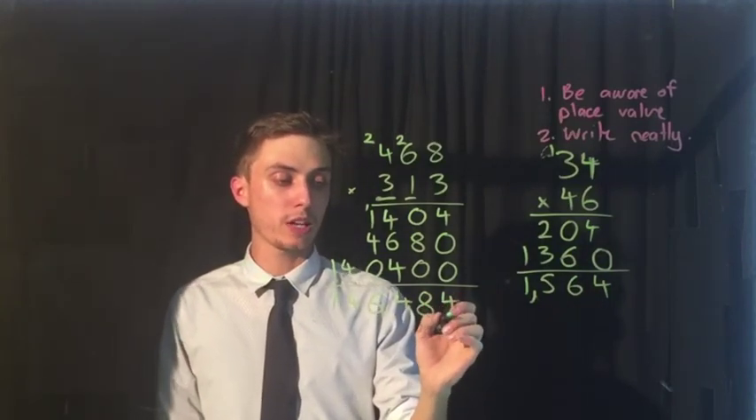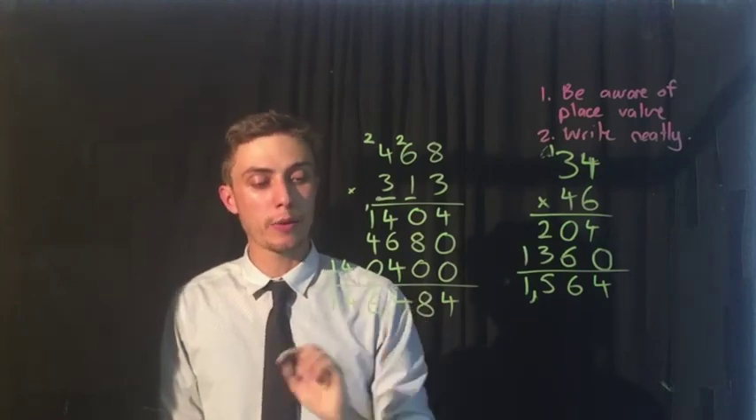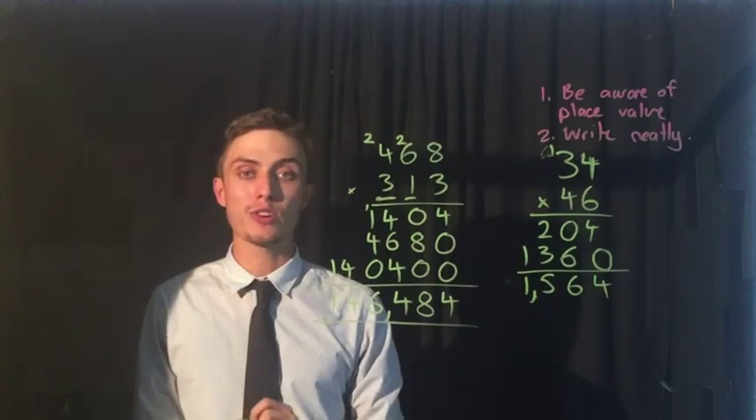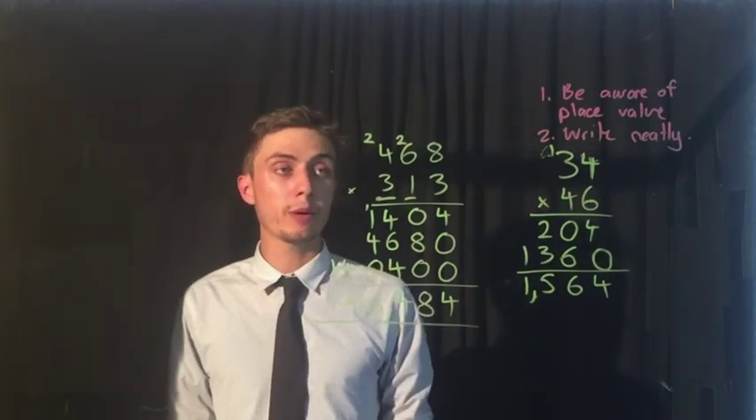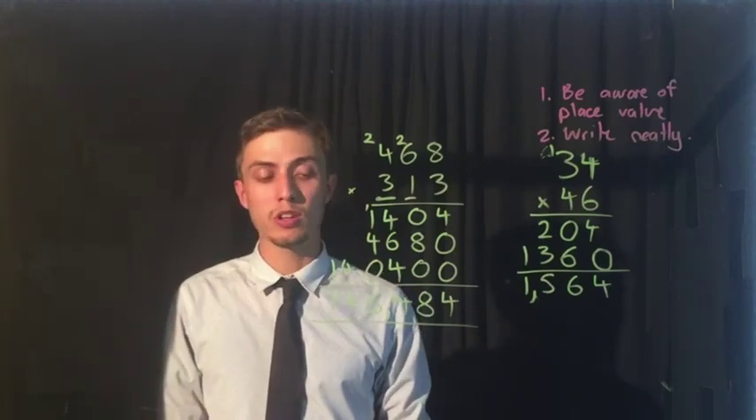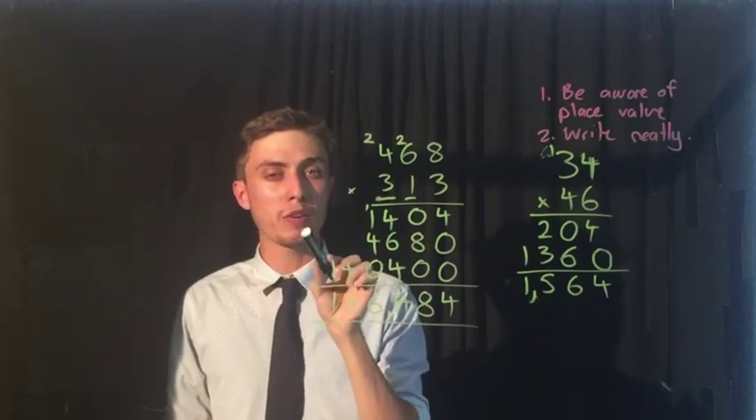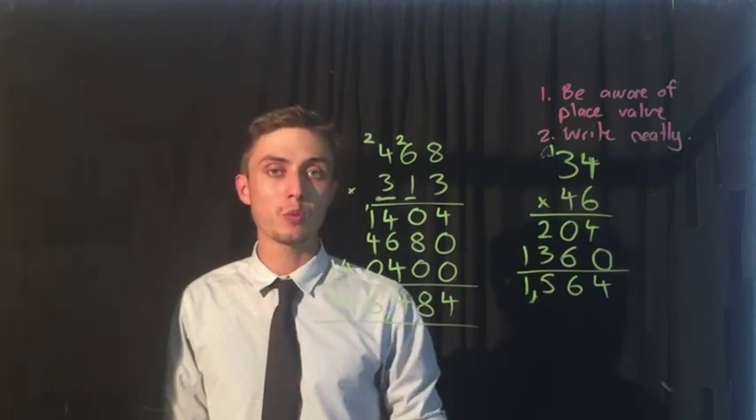Count across our place value. Units, tens, hundreds, comma. Our answer is 146,484. Well done. You can now multiply 2-digit numbers and 3-digit numbers successfully. Why don't you go back to the beginning of the video and find that one that I placed up the front with our 3 digits and see if you can work that answer out.